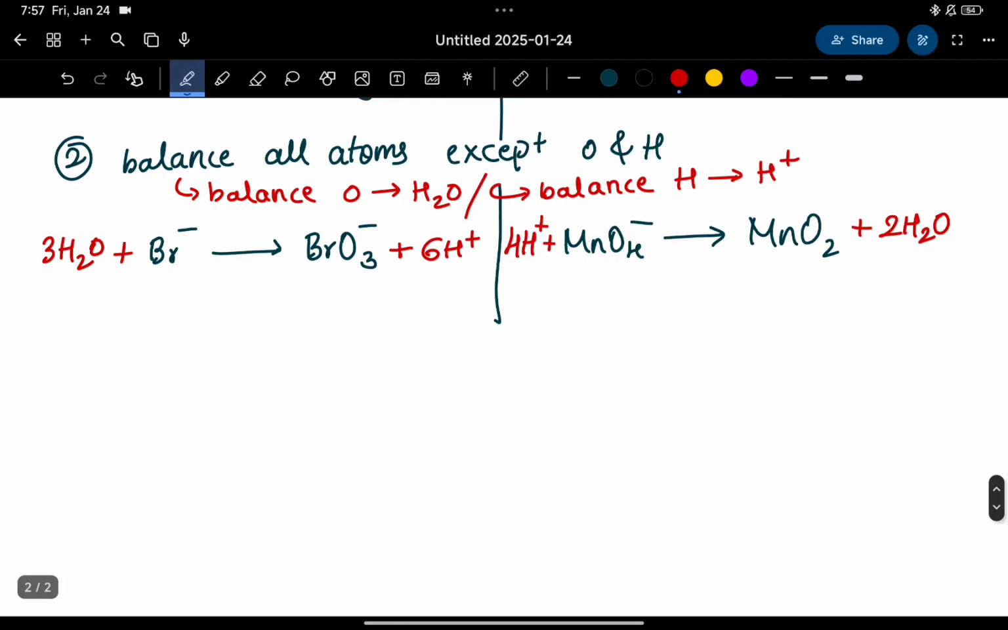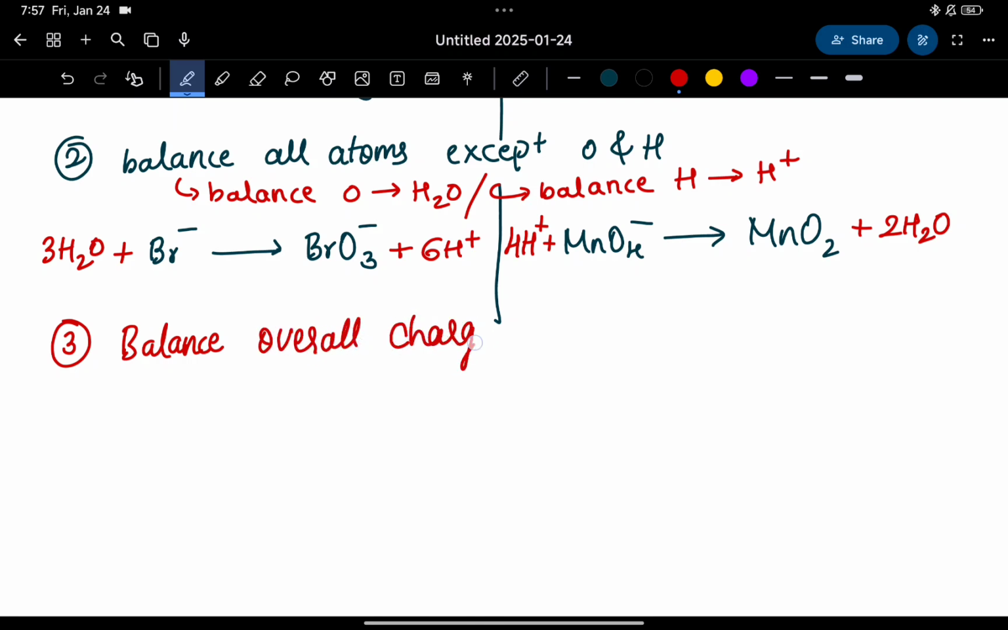Now once this is done, next we need to count electrons. So we need to balance charges basically. So in the third step, balance overall charges. For that, first you need to count the overall charges on the left hand side and the right hand side.